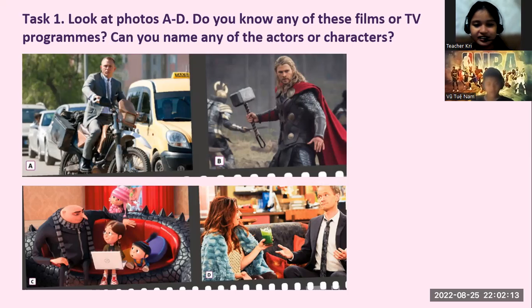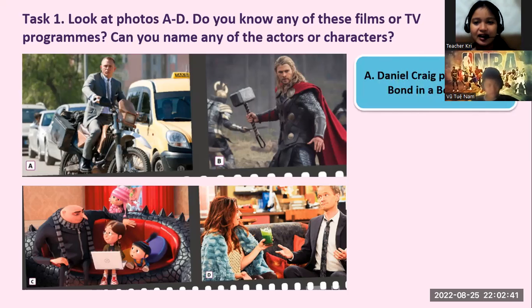I don't know. Picture B is an action film. Picture C is a cartoon, and picture D I don't know. All right, so you only know picture B and picture C, am I right? Yes, teacher.